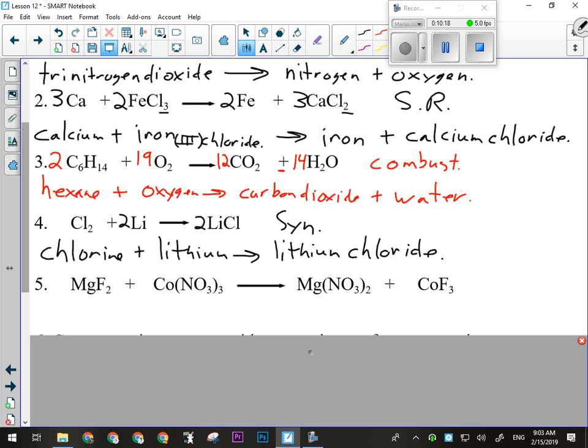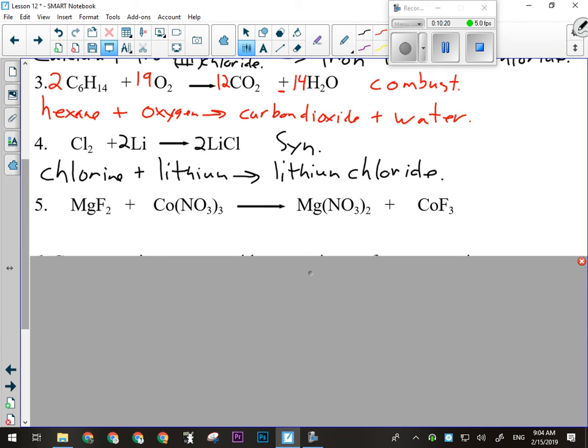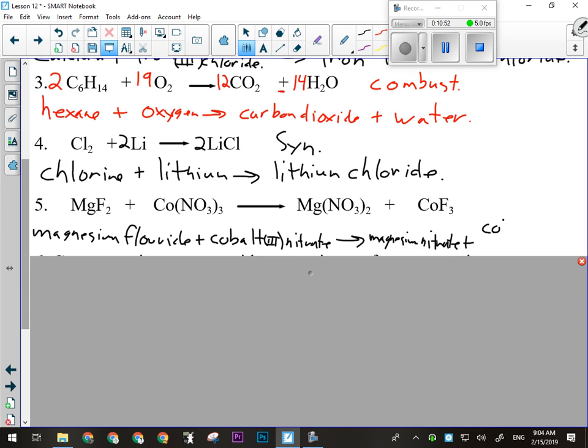All right, let's also look at number 5 here, and then we'll look at the other way these kinds of questions can go. I've got magnesium fluoride, which is an ionic compound, reacting with cobalt-3 nitrate. Again, we don't want to forget to use the Roman numerals. And that's going to make magnesium nitrate. I'm going to run out of room. And cobalt-3 fluoride.